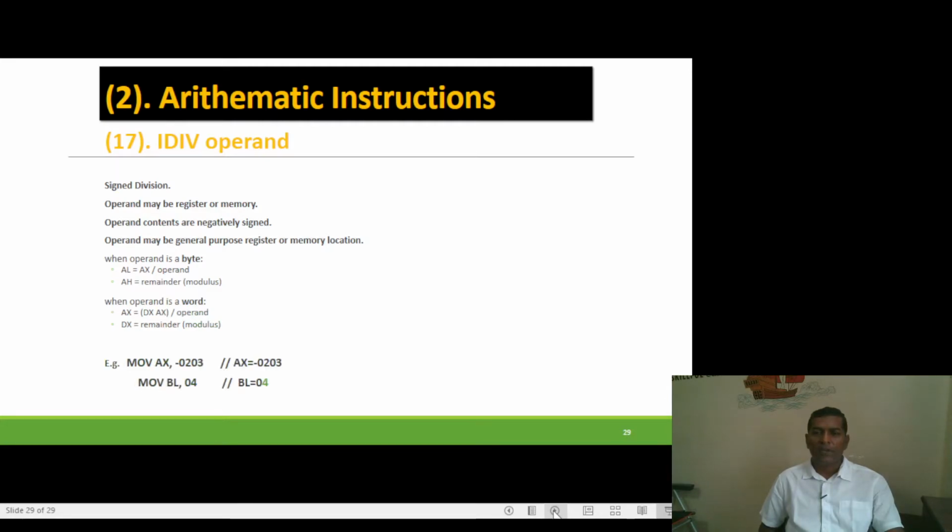When the operand is a word, then AX is equal to DX:AX divided by the operand, and DX is the remainder where we store it. So MOV AX, minus 0203; MOV BL, 04. So 04 will divide minus 0203 and we will get a final result here.